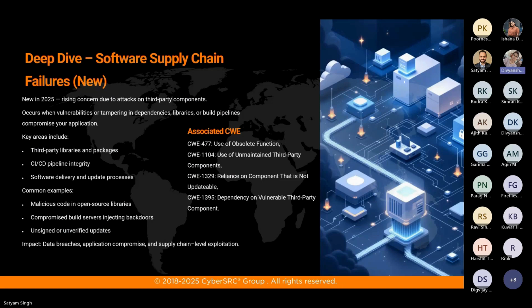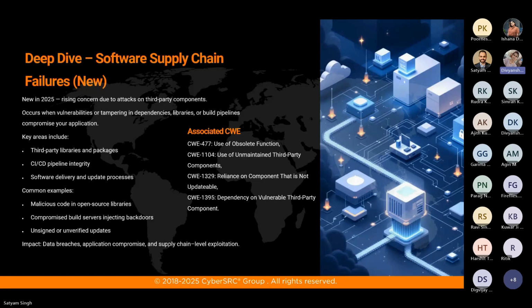Our next category is software supply chain failure. It is the new category added in the OWASP top 10 list. Supply chain failures occur when vulnerabilities or tampering in dependencies, libraries, or build pipelines compromise your application. What does that even mean? Whenever a developer is pushing code to the CI/CD pipeline and it is automated but not secure, or installing third-party libraries without hash values. You have heard of SRI, subresource integrity. That is basically what I'm saying.